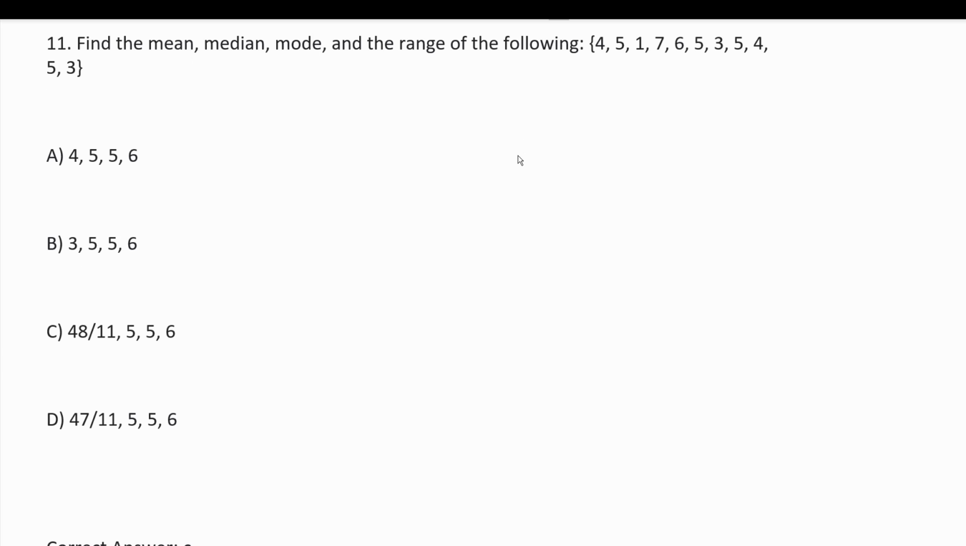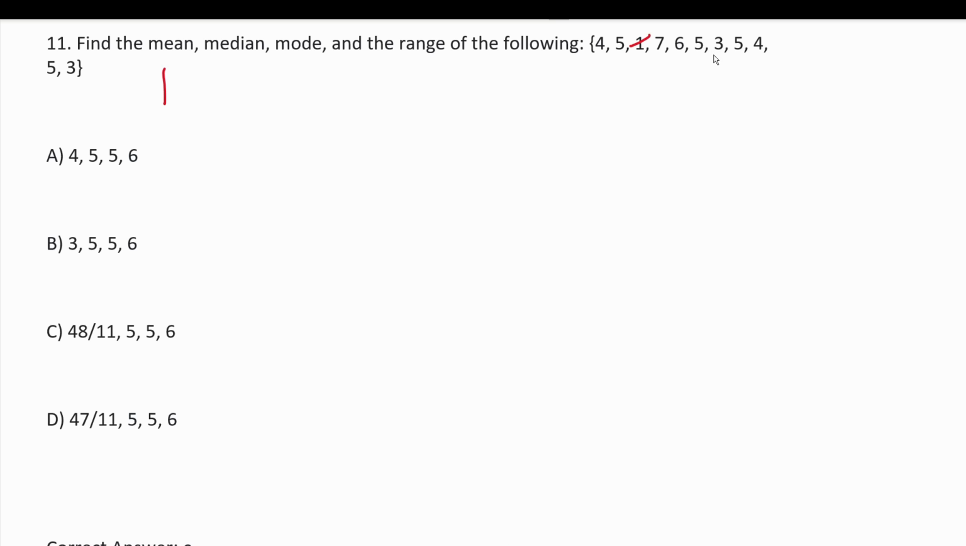All right, number 11 says find the mean, median, mode, and range of the following data set. We have 4, 5, 1, 7, 6, 5, 3, 5, 4, 5, 3. So the very first thing you want to do is take the numbers that you're given and rearrange them such that they're from least to greatest. So that's what I'm going to do to start. Again, we have a 1 here. Let's cross it off as we do it.